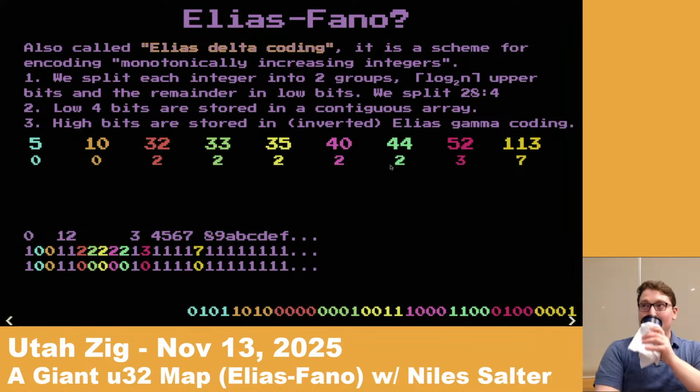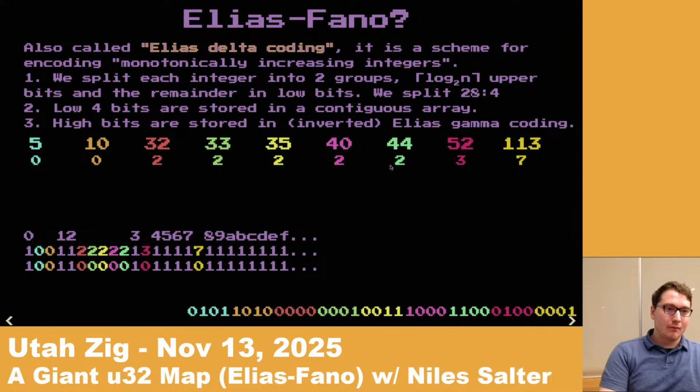Okay. But well, this is Elias-Fano right here. How many of each bit are present is how many zeros follow that bit. Mm-hmm. Get that. Okay. So yeah, this is Elias-Fano right here.